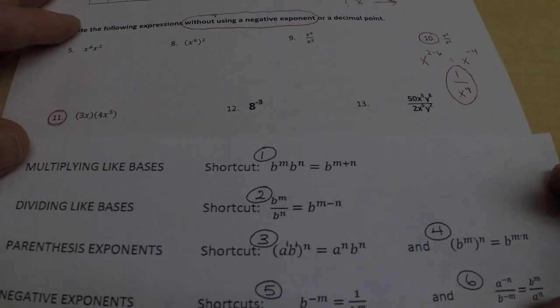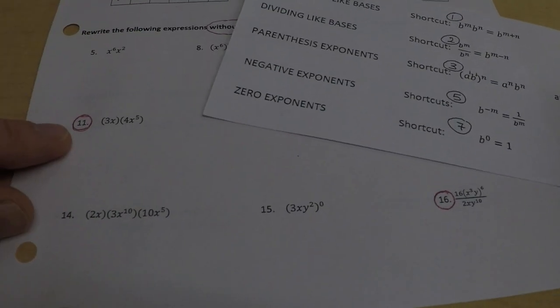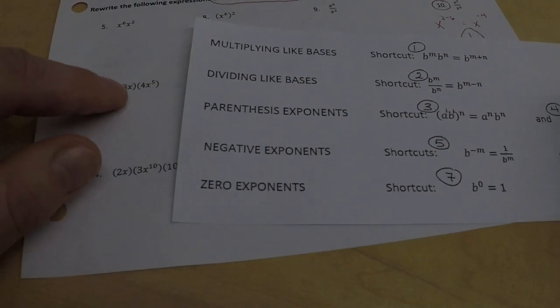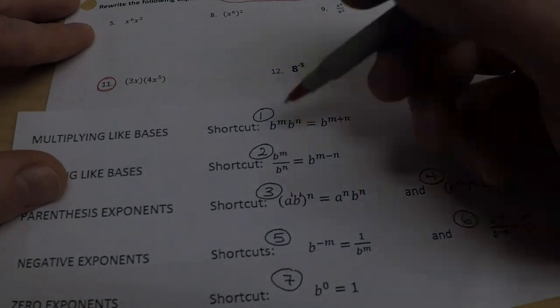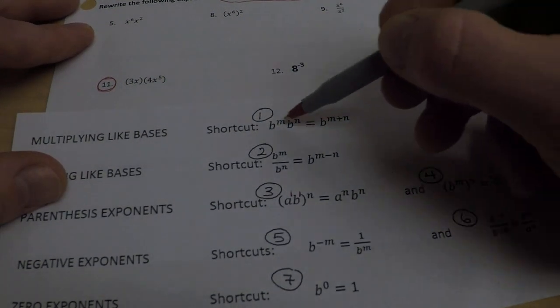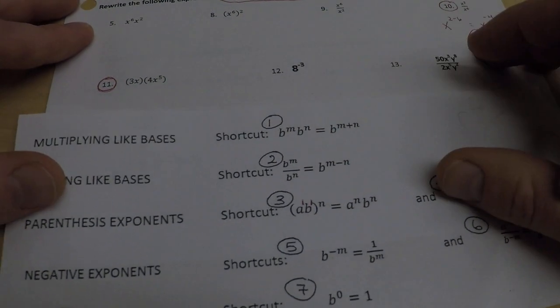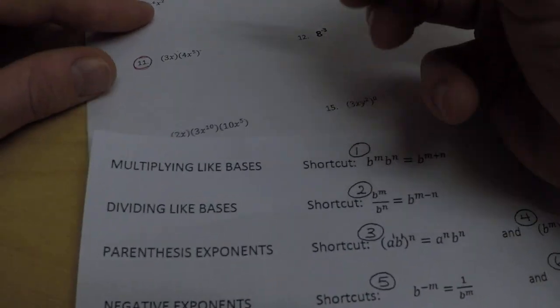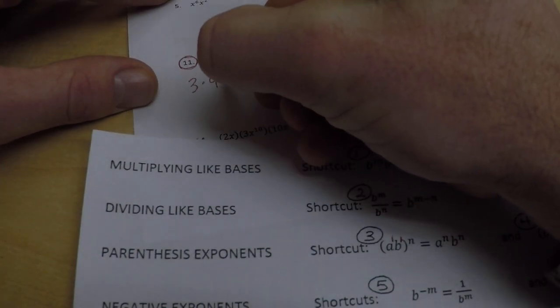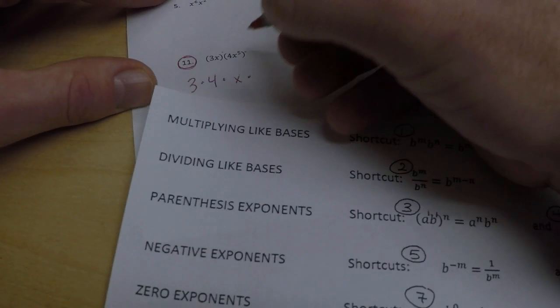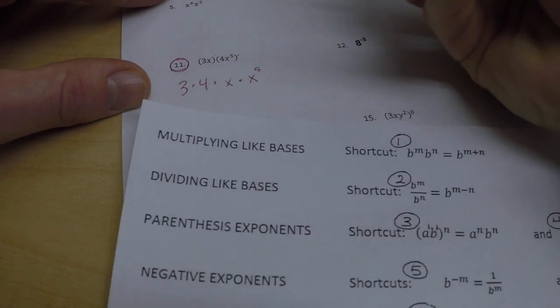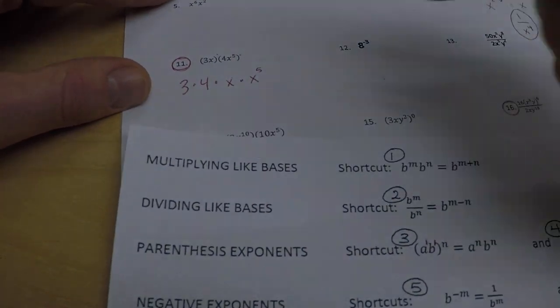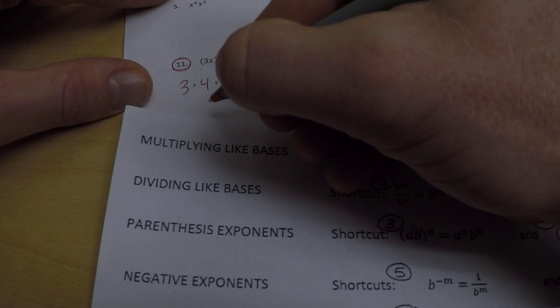Okay. Now let's look at 11. So 11 is a multiplication problem. So I'll probably be using this rule here. Since it's parentheses and there's no exponents, I can just take the parentheses off. So I have 3 times 4 times x to the 4th, or x to the 5th. Well, 3 times 4 I know is 12.